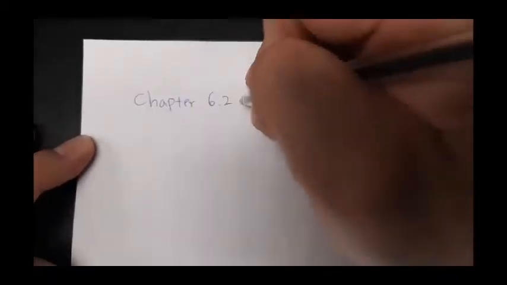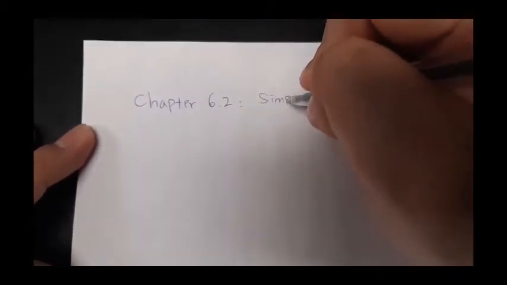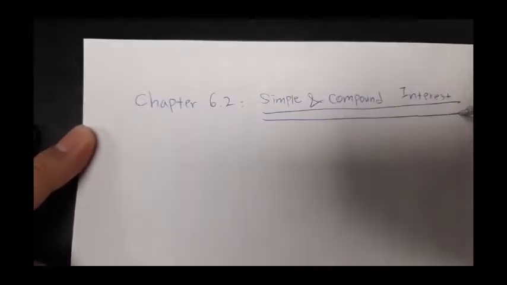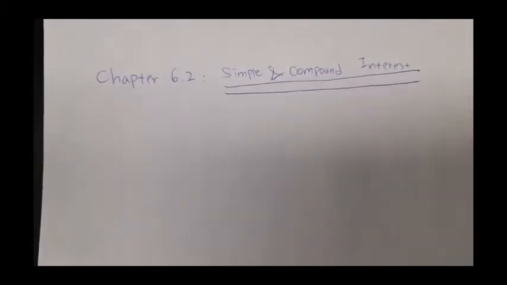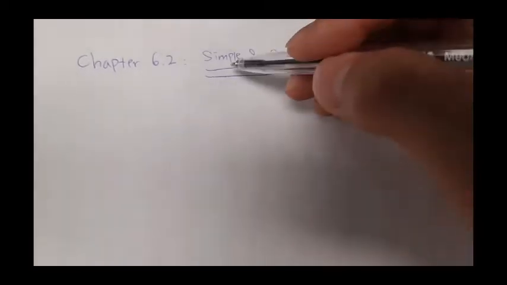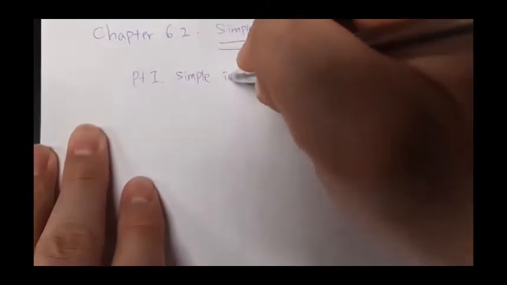Today's lesson is chapter 6.2, simple and compound interest. As you may notice, these are two completely different types of interest. And yes, there will be formulas, which means I'm going to divide this lesson into at least two portions: one that involves simple interest only, and another that deals with compound only. Today's part one is simple interest.